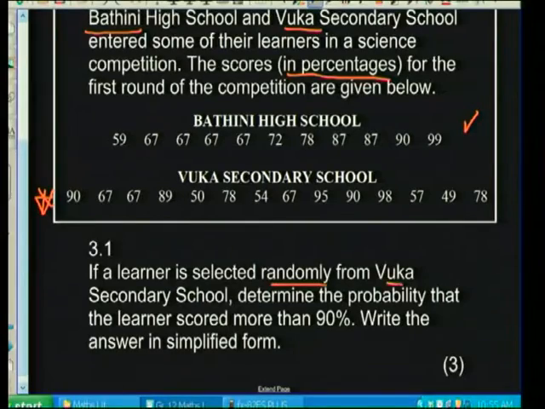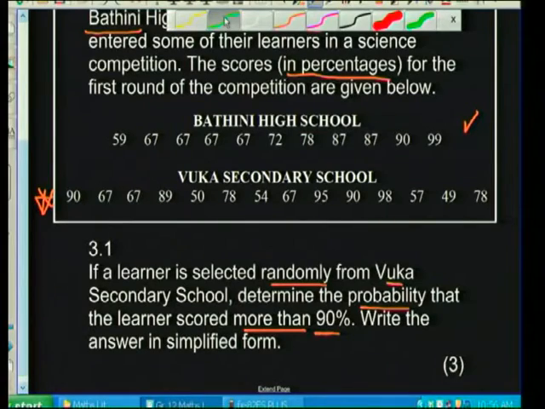From Vuka Secondary School, determine the probability that the learner scored more than 90%. We've got to write this answer in simplified form. First of all, more than 90% means above 90, so we've got 91 and above.